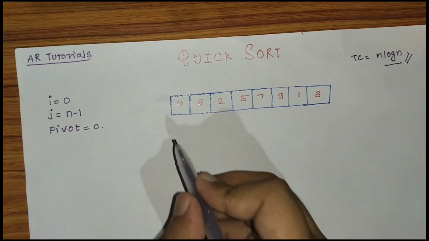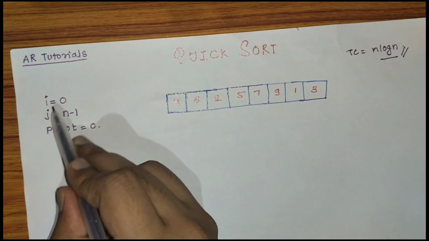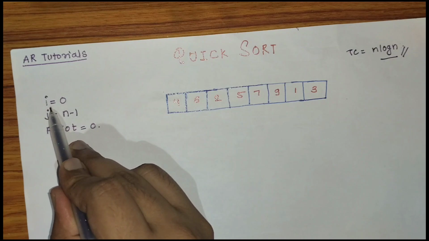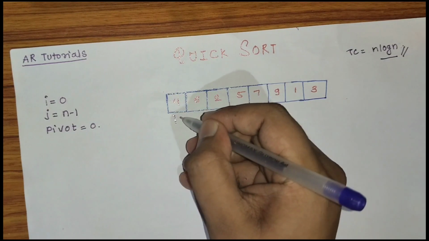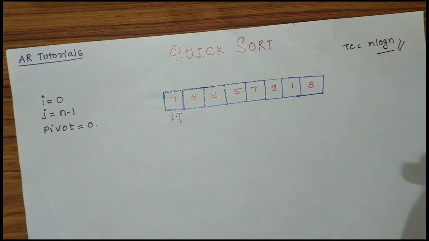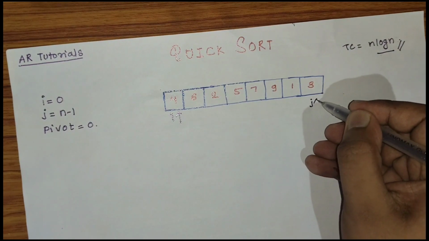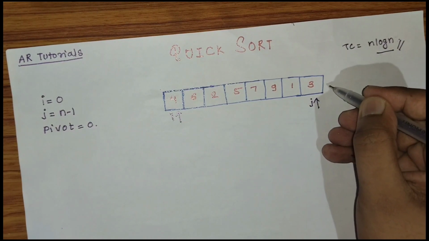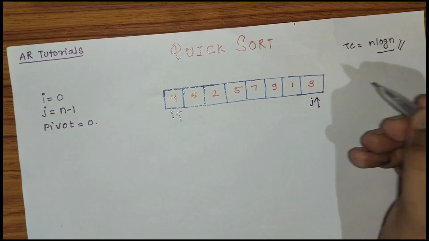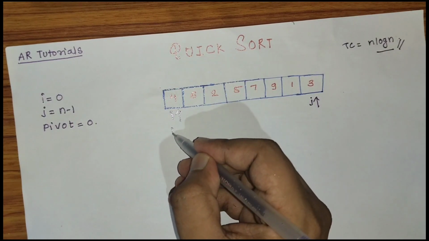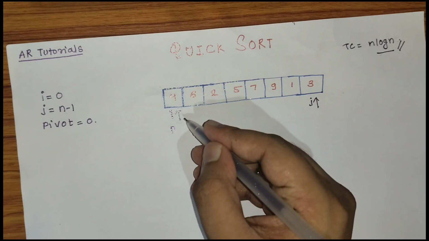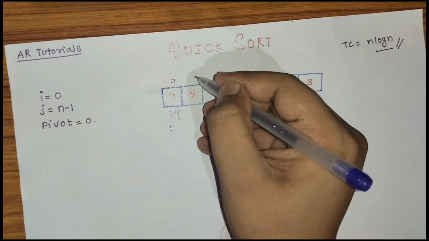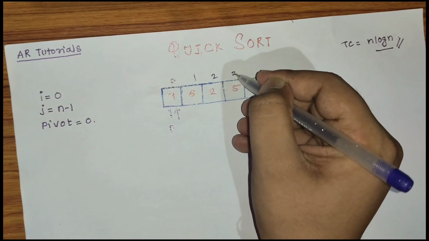So let me start. We'll follow these three steps. First we'll put I at the 0th index. So this is our 0th index, let I be here, and this is our J. J will be at the n-1 index, so we'll put n-1 here. And the pivot, let me indicate it as P, will also be at 0. Let me mark the index if you find it difficult.